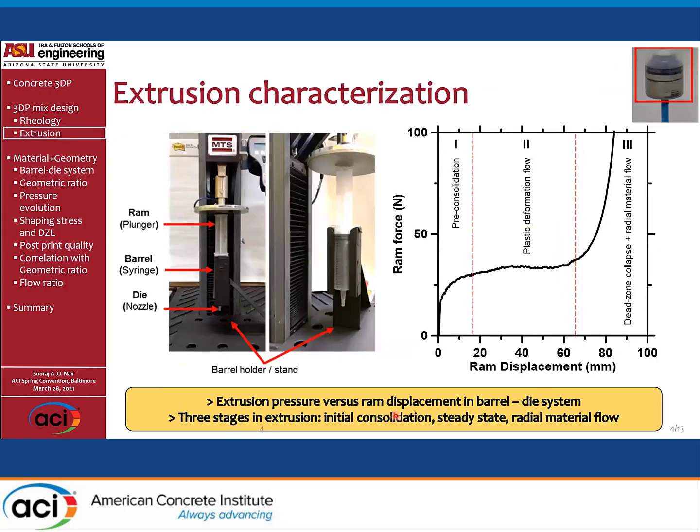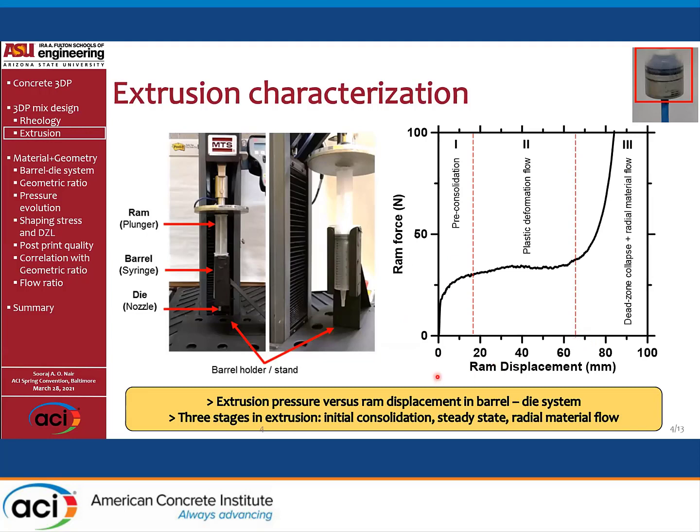Now, the second part is the extrusion characterization. We have a standard setup, which has a barrel die geometry. This is where the material goes in, and then we push the ram at a specified speed, and we record the force needed to extrude versus the ram displacement value.